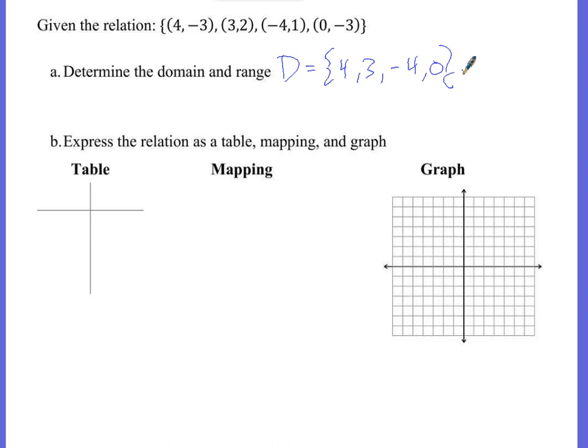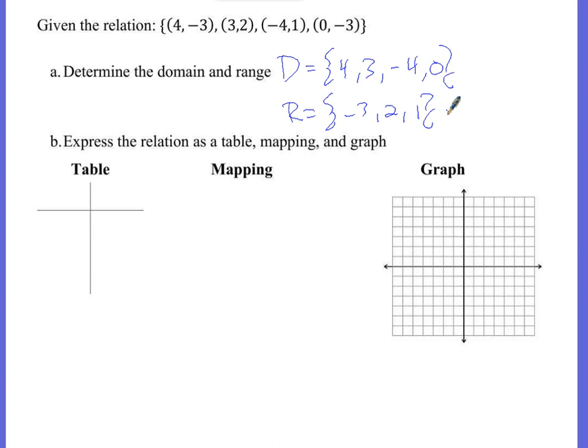Now what? R equals -3, 2, 1. What about -3? That's a repeat, so I don't have to write it down. Okay, that's it. You don't have to put them in numerical order. You don't have to do anything. Just write them down as domain and range. Domain is the x values, range is the y values.